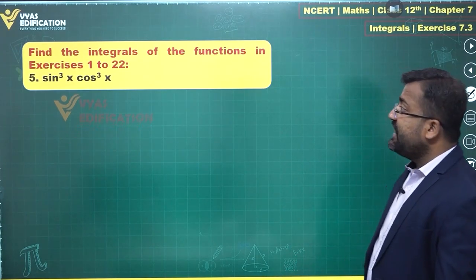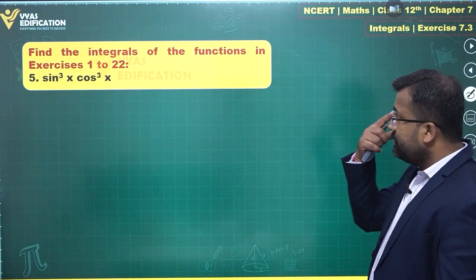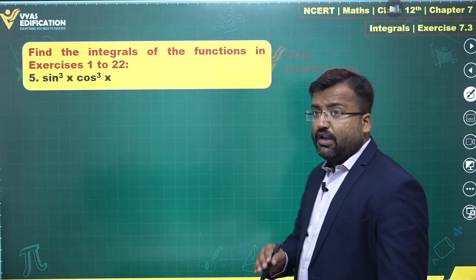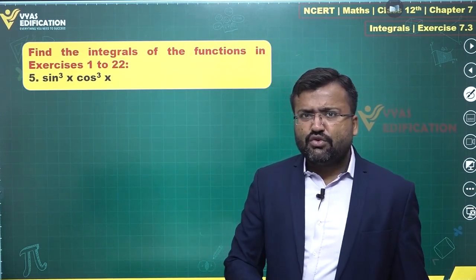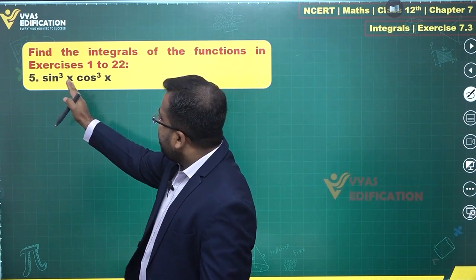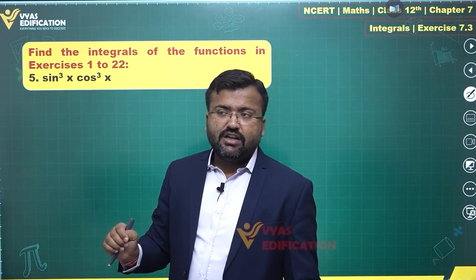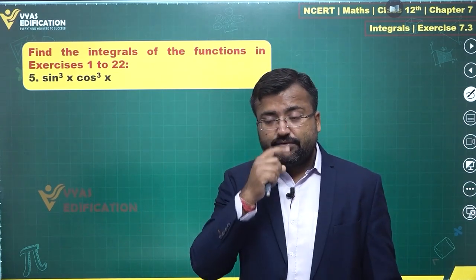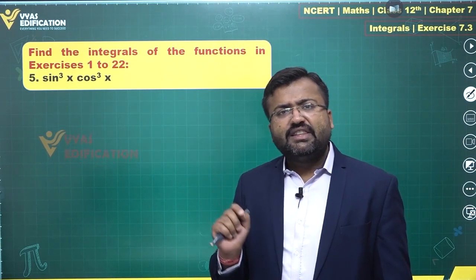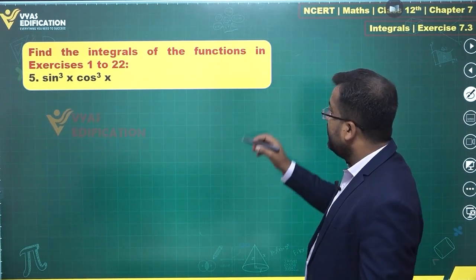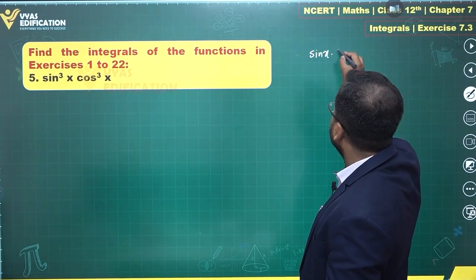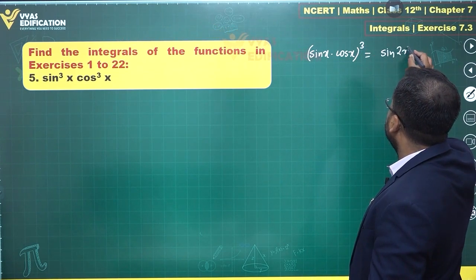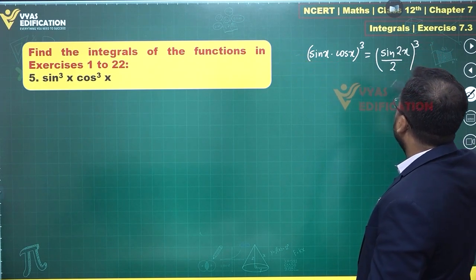In the fifth question, we have sin cube x into cos cube x. How do we deal with this one? There can be various approaches. One approach is that I observe sin x into cos x power 3. So sin x times cos x can be written as sin 2x by 2, and there will be power 3. So I write sin x times cos x power 3, and this will convert to sin 2x by 2 power 3.